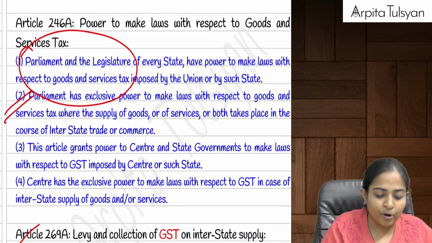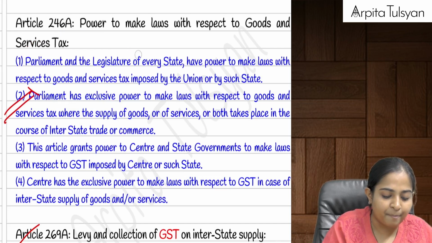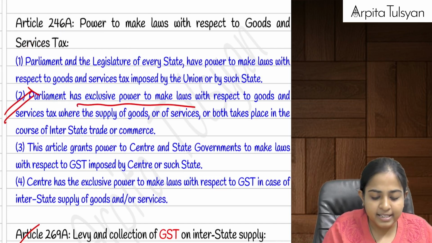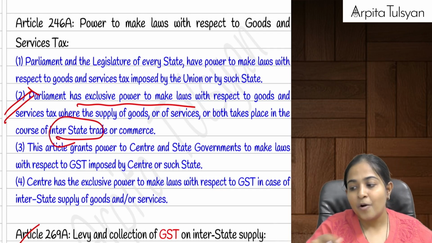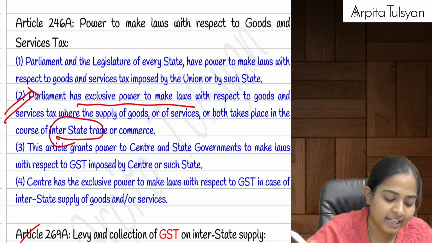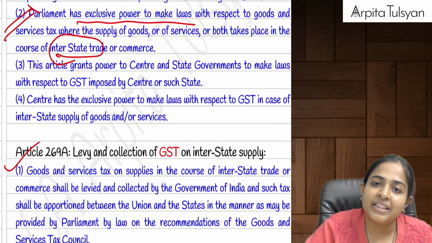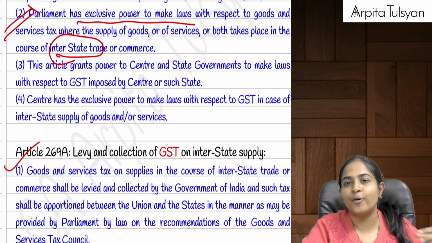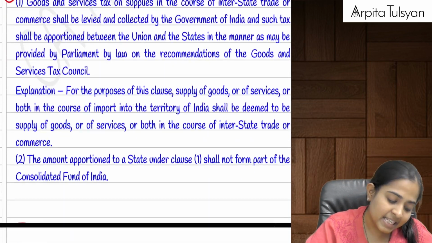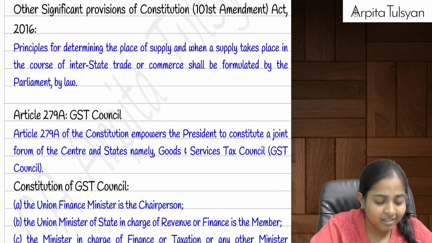Just see the second point here. Parliament has the exclusive power to make laws. Can you see this? It has exclusive power to make laws with respect to goods or services in case of interstate. In case of interstate, from one state to another, parliament will make the laws. Parliament has given the power that we can levy and collect IGST on it. And do you recollect what we are going to do with this IGST? This will ultimately be shared between the center and the state.